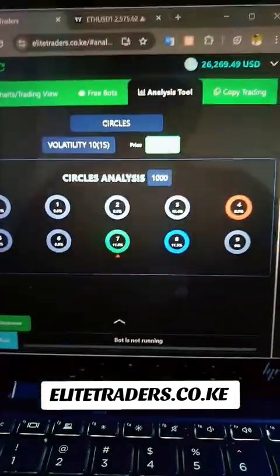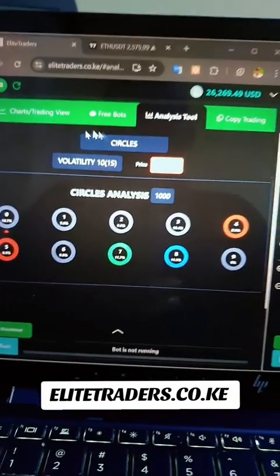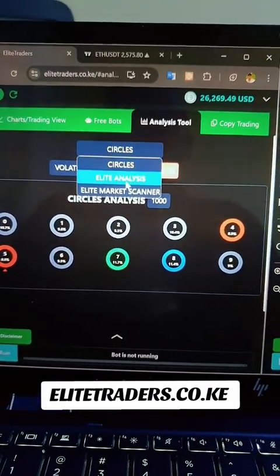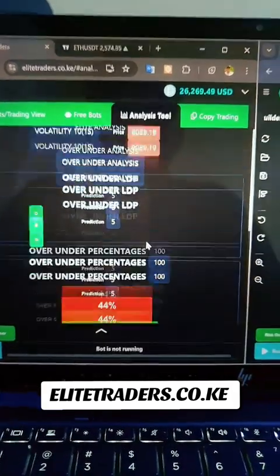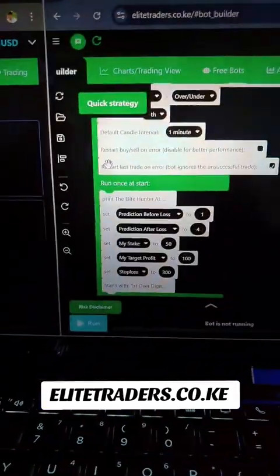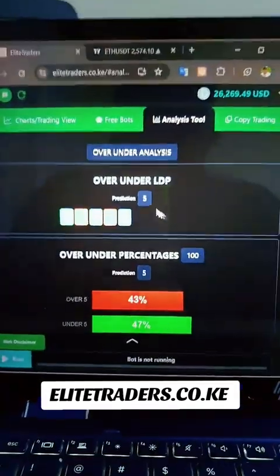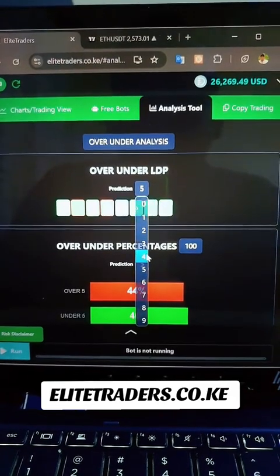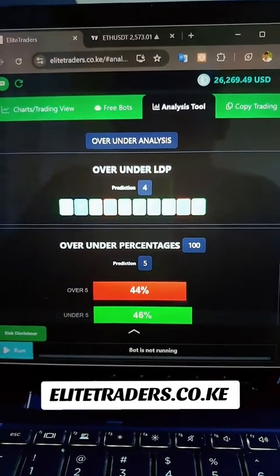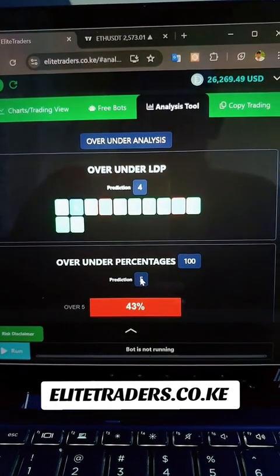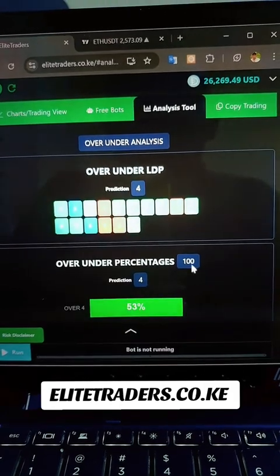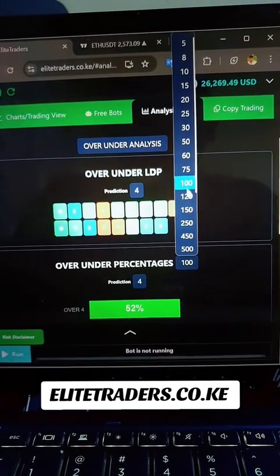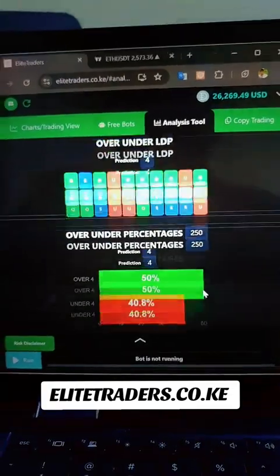So there are those conditions that you need to check. Just click the circles, then go to the right analysis, then click over and unders. Because for this robot we have set a recovery over 4, that means we'll be trading the over 4 market. So just click 4 there, set 4 on the LDP analyzer. Then the prediction also on this over under percentages, just click 4. For this one you can set up at around 250.